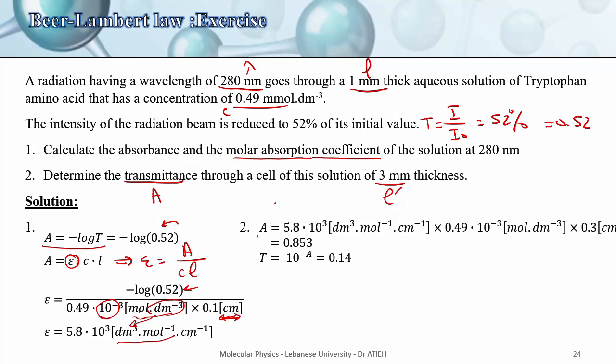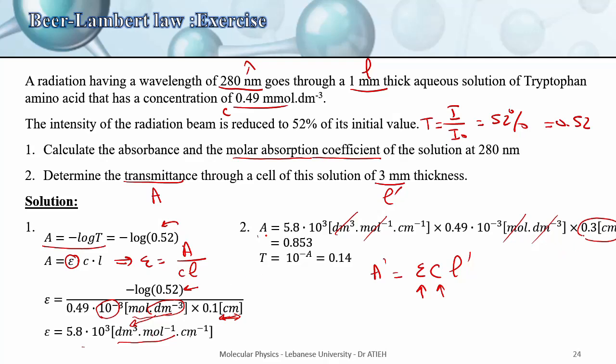So how to find A, or let's call it A prime. A prime equals epsilon, which doesn't change, times C. You have kept the same concentration, and we have a new thickness of the beaker. So just substitute. Epsilon is already found here. I've kept the same unit. C is the same as before, it did not change. So you can see the unit of the concentration will be directly deleted, so no need to worry about it. And now L is 0.3. I've placed it in centimeter, which is the usual unit for the thickness.